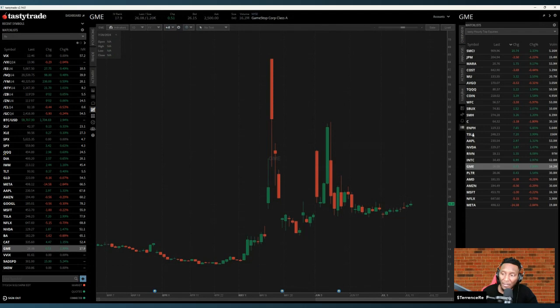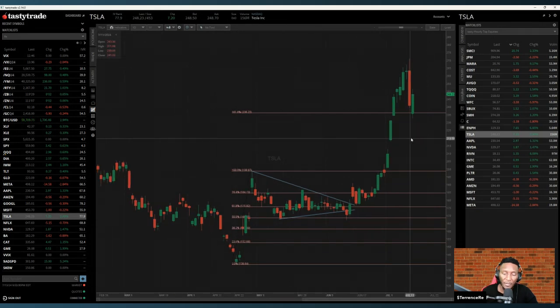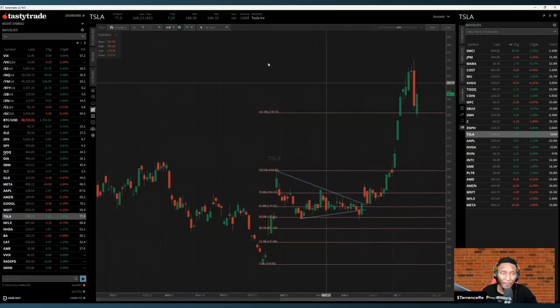I also wanted to look at Tesla. Let's look at Tesla. If you've been following the channel, I had this triangle on here talking about this breakout. Now it's up here hitting some fib levels. We can see it broke up, pulled back, and it's hit this level and respected it.